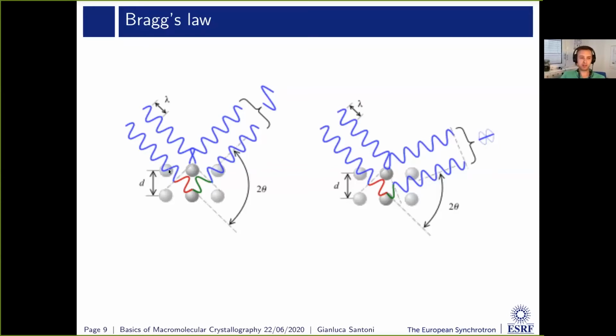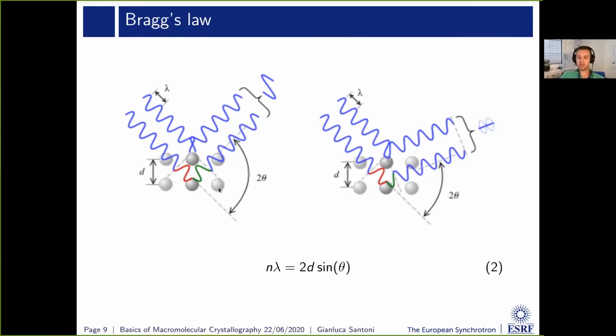And why is this important? Because if we have an incident wavelength lambda hitting the crystal planes, each plane will reflect the light. At some moment we will get constructive interference when the path between these two waves is a multiple of the wavelength. Since this path is twice the distance between the two planes multiplied by the sine of the incidence angle, we get this law, which is most known as the Bragg law, which gives us the conditions when we will get constructive interference from crystal planes.